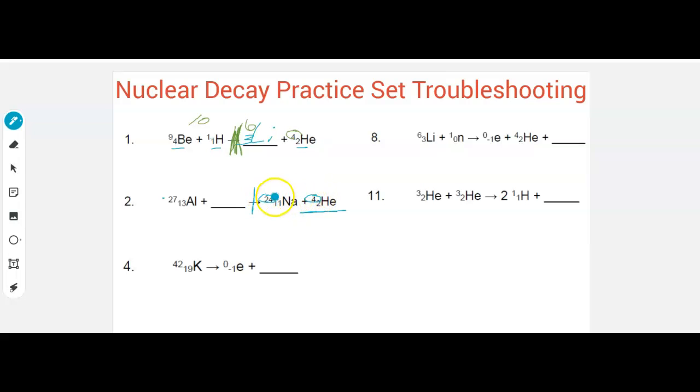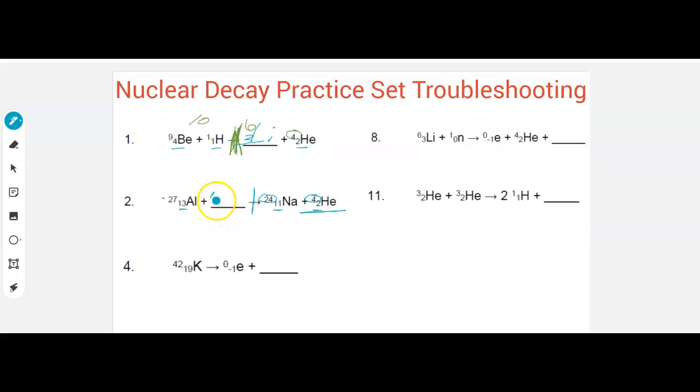So on the right-hand side, the mass numbers add to 28. On the left-hand side, I have 27. So what do I add to 27 so that it will equal 28? The answer is obviously going to be 1. Then I followed the same logic for the bottom. On the left-hand side, I've got 13. And on the right-hand side, I have 11 plus 2 is 13.